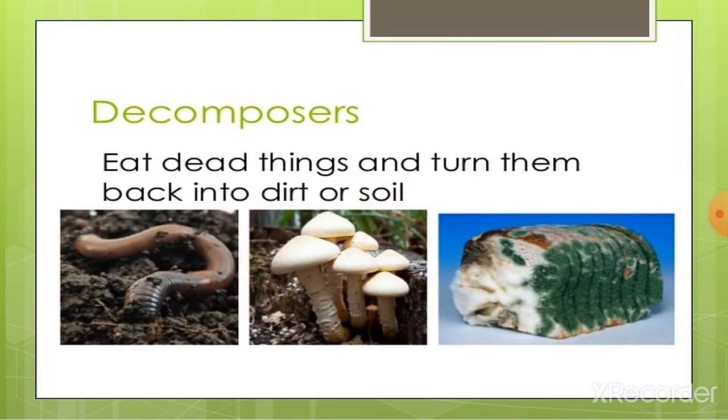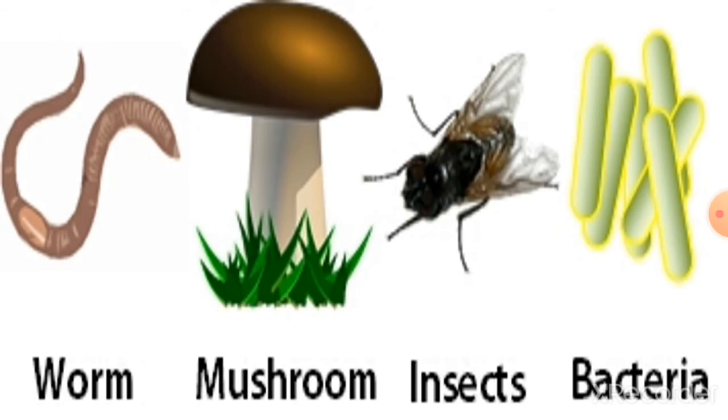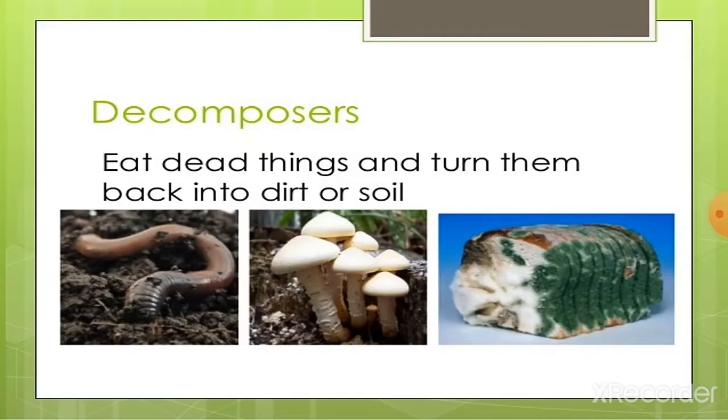Here, some of the examples I gave: the decomposers are worms, that is earthworms, mushrooms, insects, and bacteria. So, the decomposers eat dead things and turn them back into dirt or soil. The decomposers will grow on dead things.